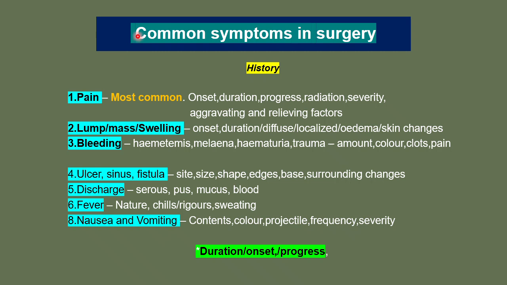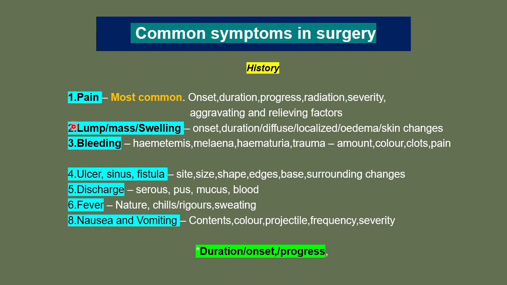Now we come to some common symptoms in surgery. First, in the history, the most important symptom in surgery patients is pain. It's the most common. Over 90% of patients present with pain in some form or another, at some site and with different severity. It is very important to document the onset of the pain, the duration, progress, radiation, severity, and aggravating and relieving factors of this pain.